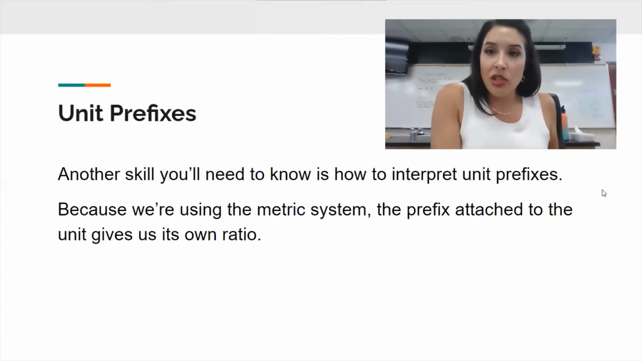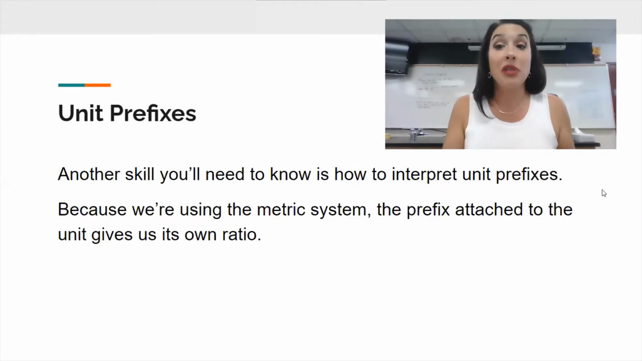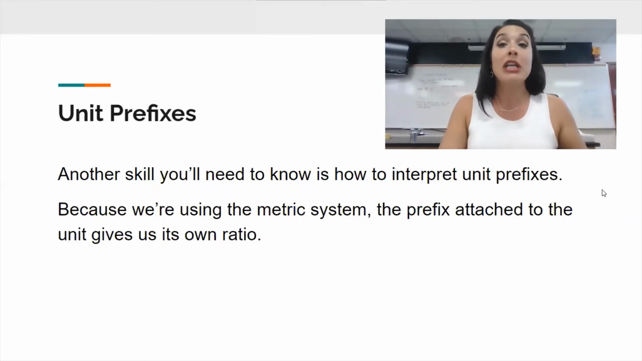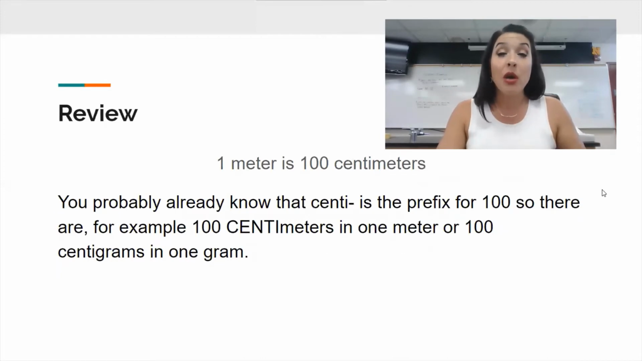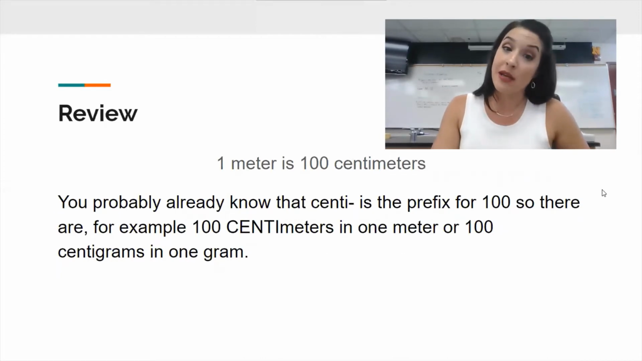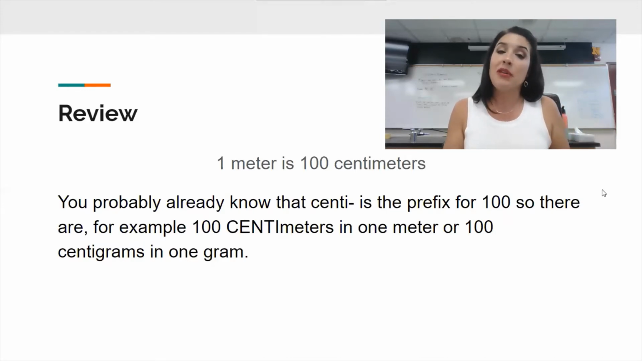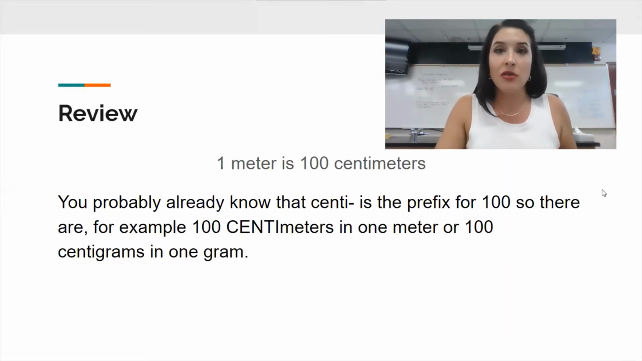So another skill that you'll need to know is how to interpret a unit prefix. So we're using the metric system, and what that means is the prefix attached to the unit gives us its own internal ratio. You probably already know that 1 meter is equivalent to 100 centimeters. But that term can be applied to any other base unit. You could have like a centiliter or a centigram. That prefix of 1 to 100 is consistent no matter what measurement that you're using.